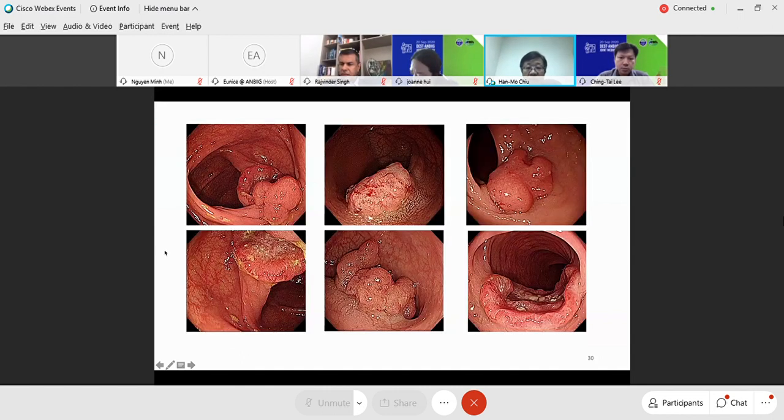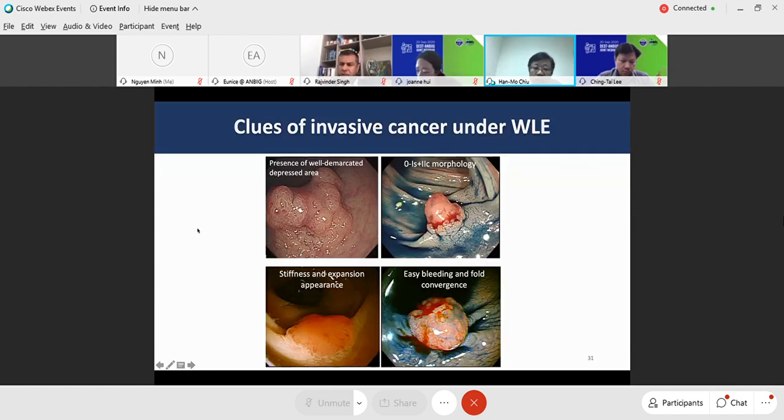So this slide shows some examples of deep invasive cancer. So, what are the characteristics of deep invasive cancer under a conventional view? If there is a presence of a well-demarcated depressed area like this, or there is a 0-Is plus IIc morphology, or there is stiffness and expansion of the surface, or easy bleeding and fold convergence, this is a very characteristic appearance of a deep invasive cancer.